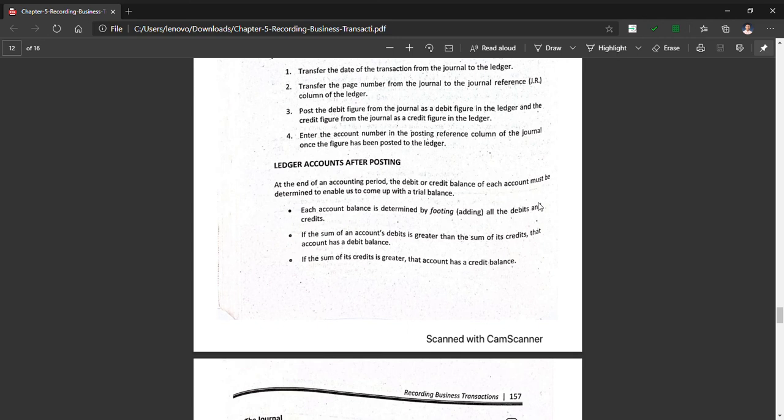If the debit is higher than the credit, masasabi nyo na yung account meron siyang debit balance. Pero kung mas malaki ang credit kaysa sa debit, masasabi nyo na yung isang account is meron siyang credit balance. Okay? So, ganun lang yun.